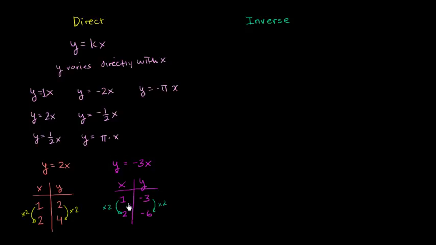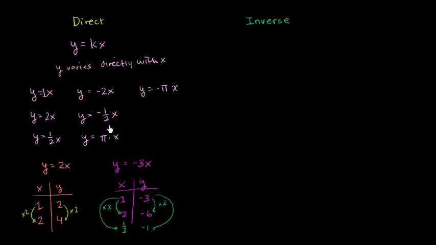And if you wanted to go the other way, let's try x is 1/3. If x is 1/3, then y is negative 3 times 1/3, which is negative 1. So notice, to go from 1 to 1/3, we divide by 3. To go from negative 3 to negative 1, we also divide by 3. We also scale down by a factor of 3. So whatever direction you scale x in, you're going to have the same scaling direction for y. That's what it means to vary directly.